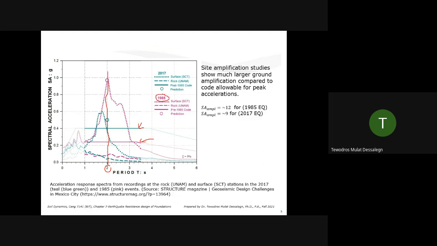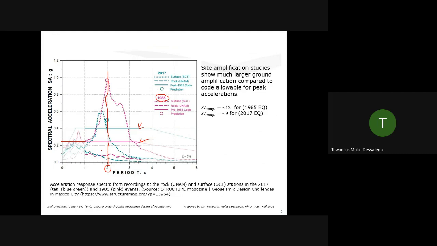So let's see the 1985 earthquake. That was the more catastrophic earthquake. So in 1985, they expected around how much? This is probably 0.25. They were expecting 0.25 spectral acceleration, and buildings are designed for that. And this is what's recorded. This is the building code. That's what it's telling them.